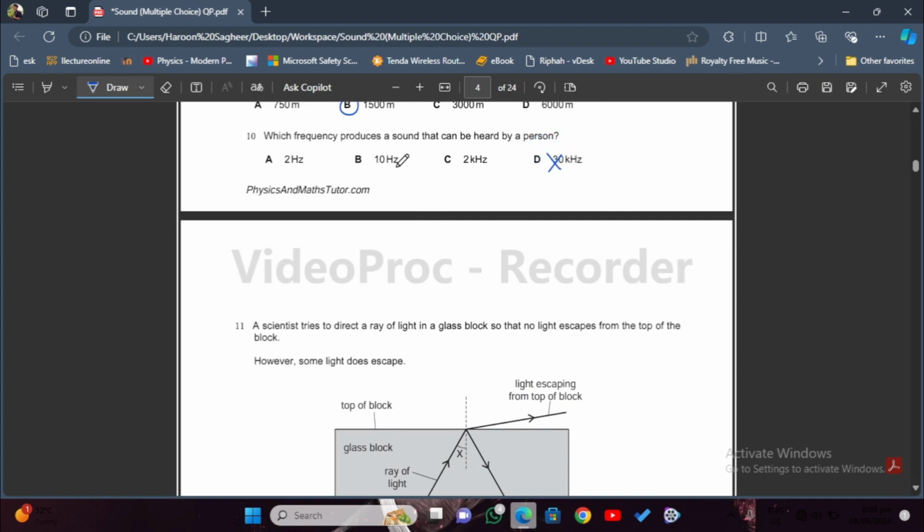Right, which frequency produces a sound that can be heard by a person? 30 kilohertz, we cannot hear it. 20 hertz, no. 2 hertz, no. So 2 kilohertz can be heard. So yes, it corresponds to this frequency range. So of course we can hear it.